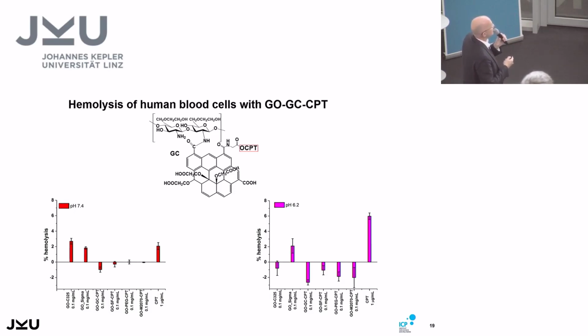So the red columns here show hemolysis, and that's, of course, not what we are aiming for. We want to protect human blood cells. And the pure drug also leads to this kind of lysis of these blood cells. But with the composites here, GO, GC, CPT, again, graphene oxide, the polymer and the CPT, we have received even negative values, meaning that the blood cells survived.